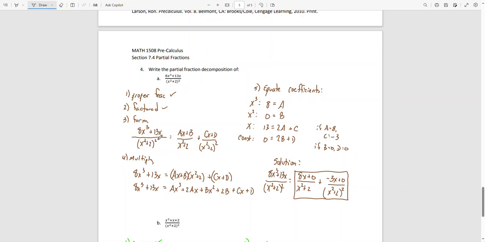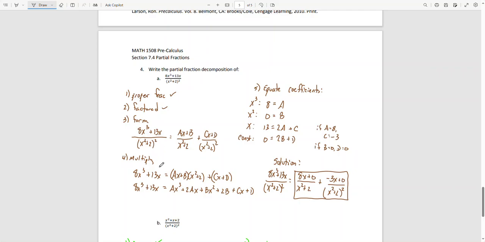Irreducible quadratic happens twice. So we'll write it once as a 1st power, and then the 2nd time as a 2nd power. Just like when we had repeated linear factors, we had to write the form as many times as it occurred. Right, 2nd power, so we write it twice. Same thing here, irreducible quadratic to the 1st power, irreducible quadratic to the 2nd power, a potentially different linear term up above. Now when we multiply, this is our LCD. So we'll multiply both sides of the equation by x squared plus 2 all squared.